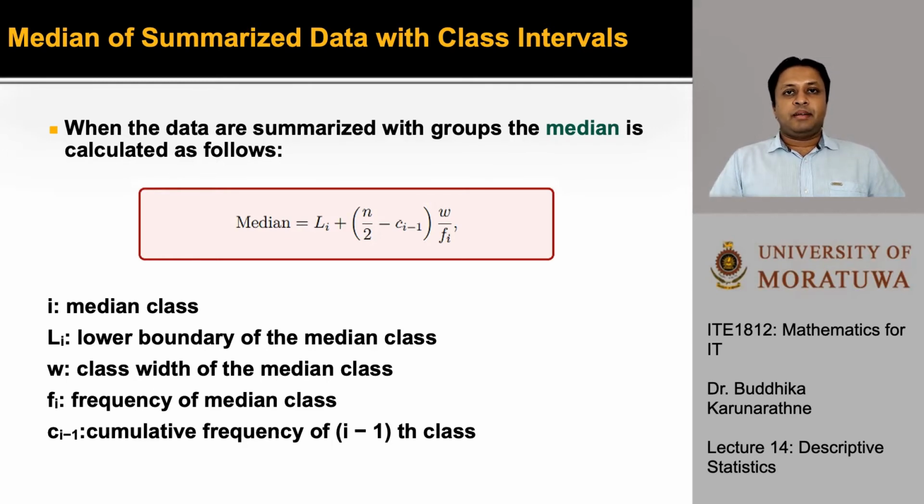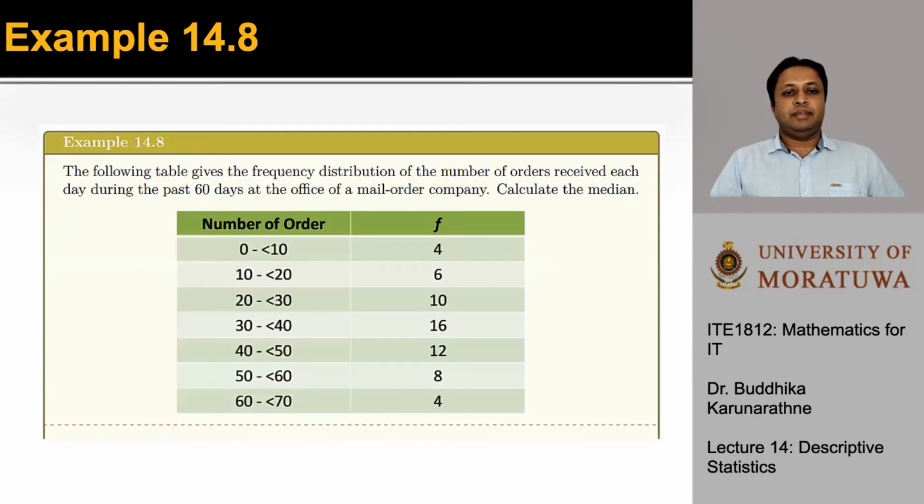i is the median class, because now we are talking about class intervals. Li is the lower boundary of the median class, W is the class width of the median class, and Fi is the frequency of the median class. And Ci minus 1 is the cumulative frequency of the (i minus 1)th class. We will once again take an example to understand this.